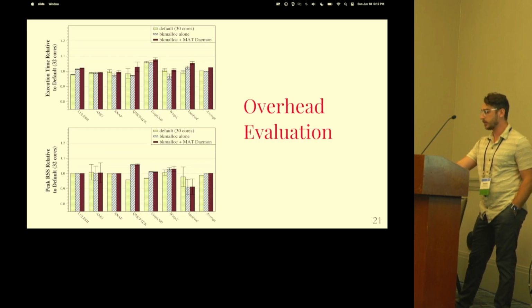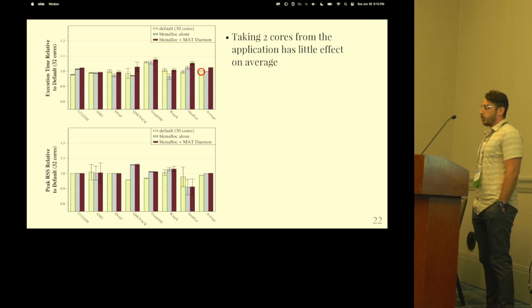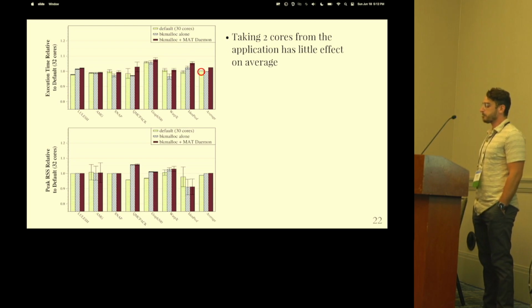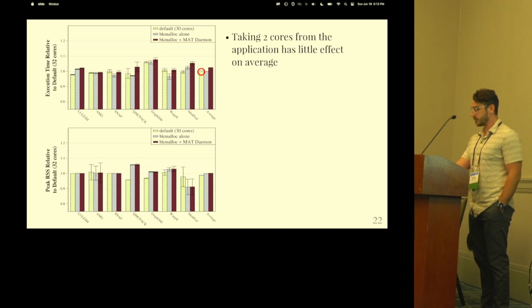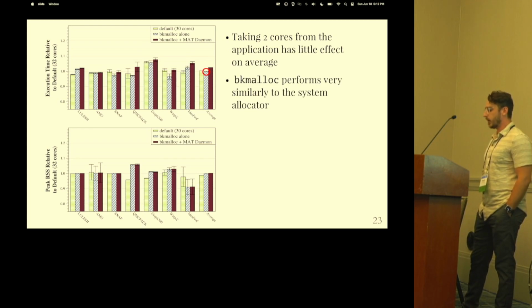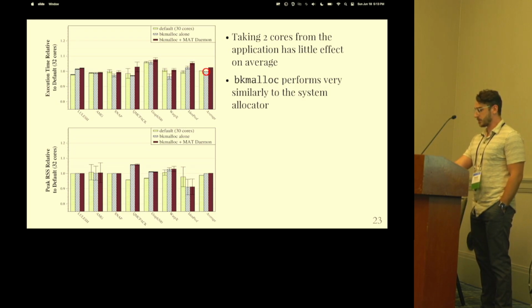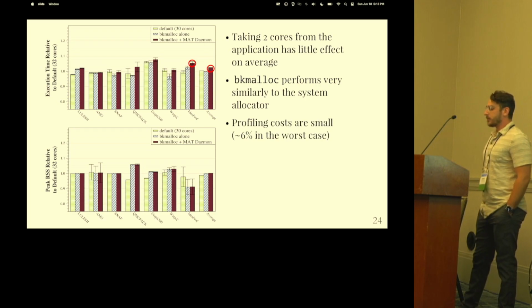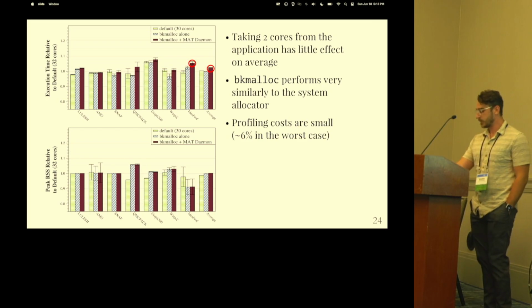So here are some figures from the paper on this overhead evaluation. Some things to notice here. We noticed that taking 2 cores away from the application has very little effect on these programs. And we think that's because they're memory bound in the first place, so removing compute isn't going to have much of an impact. Likewise, our allocator doesn't really have much of an effect on performance, and in the average case, it actually beats the system allocator, which is glibc. And as far as profiling costs go, the average case is about 3%, which is pretty good, but we're going to have to make that up with our performance savings. And the worst case is only about 6%, so easily doable.